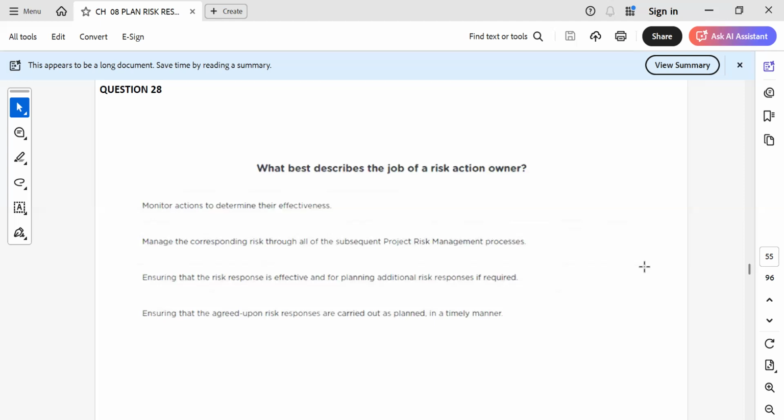So if I go by the definition of a risk action owner, he is doing the execution. So what describes his role is that he has to implement what has been agreed, and he has to do it in a timely manner. The other responsibilities related to understanding whether this is effective or not, or planning, are not his responsibility. They are the responsibility of a risk owner, not an action owner. That's right.